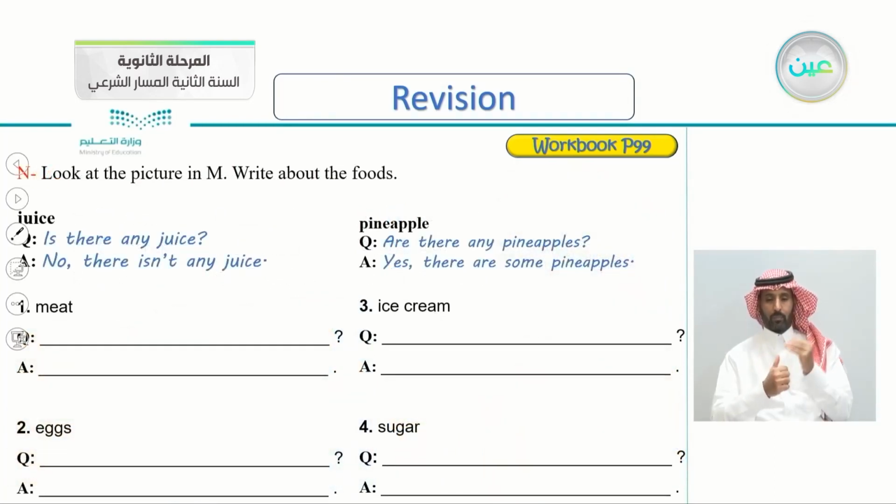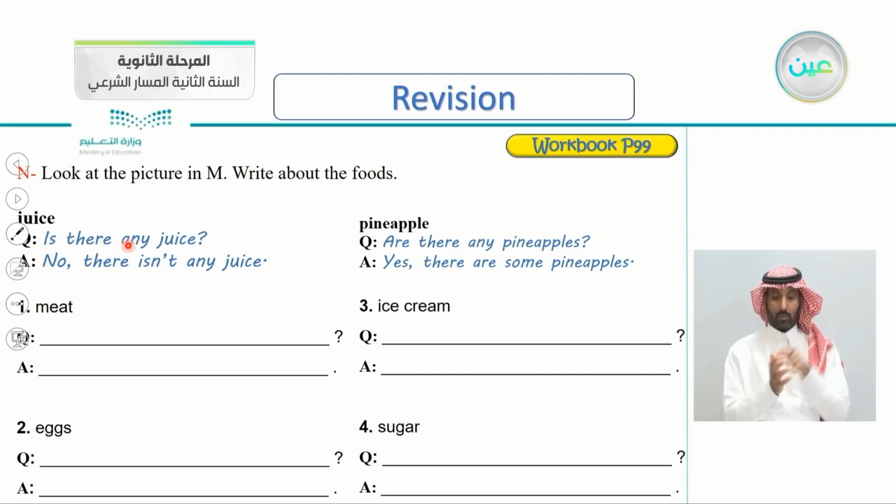So moving on to exercise N, page 99 here. Look at the picture in M. Write about the foods. So of course you'll be writing question and answer, if they are there or not. So the first one is already done for you.